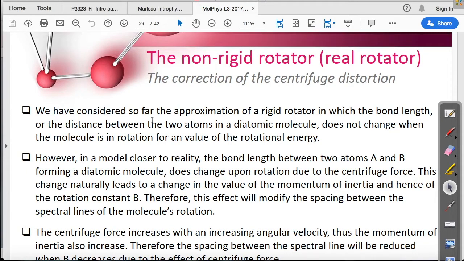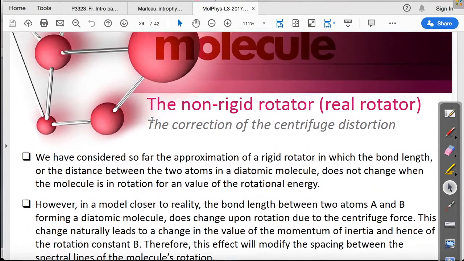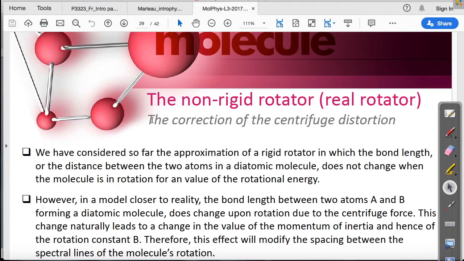Well, now in this second part of chapter 2, we are going to address the last topic of the rotation of diatomic molecules, and specifically the model of the non-rigid rotator, which is actually closer to the reality of things, and sometimes it's called the real rotator.